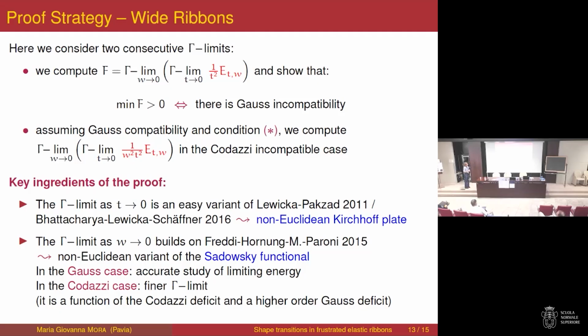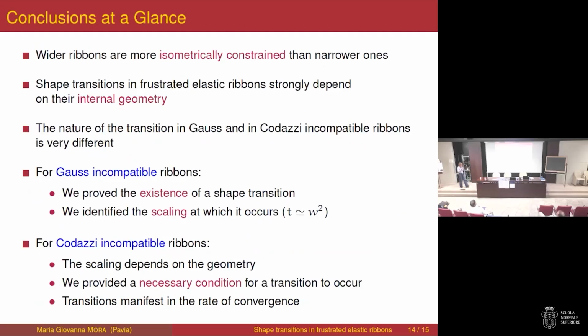Okay, so let me come to some conclusions, and then I have a last slide with some open questions. The first conclusion is that wider ribbons are more isometrically constrained than narrower ones, and in fact the analysis is more difficult for wide ribbons.